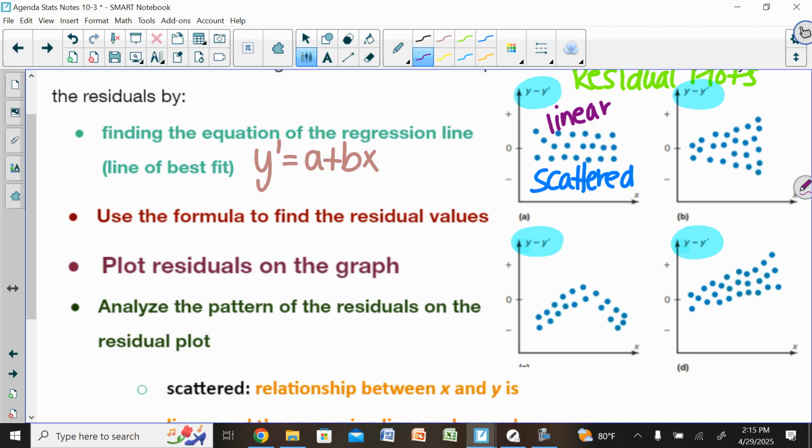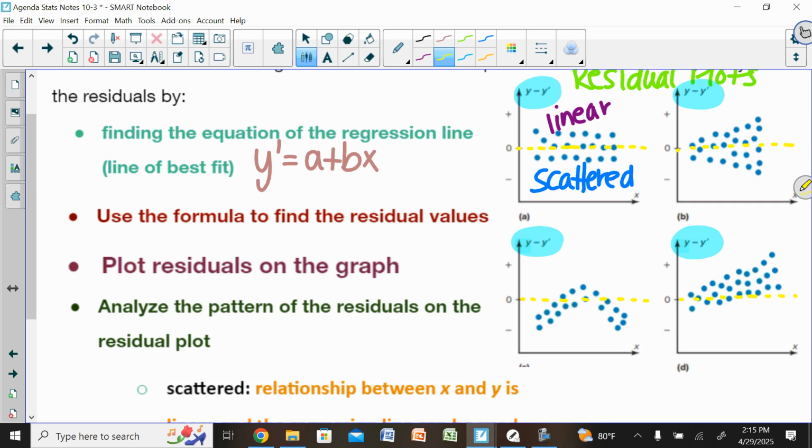Notice for all of these too, this is 0. It's kind of like a 0 line. Usually you see it that way, because our residuals can be positive or negative, right? So notice on that scattered or that linear model, same number of dots above and below, there's no pattern.